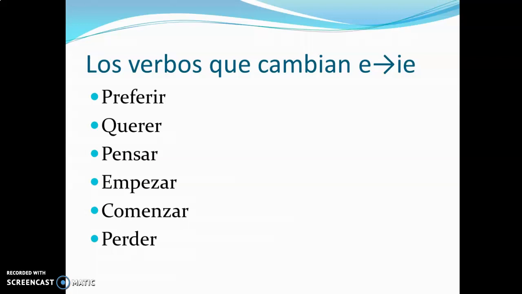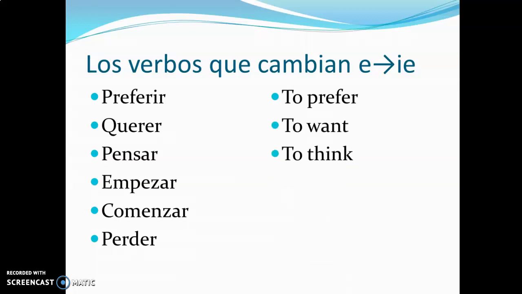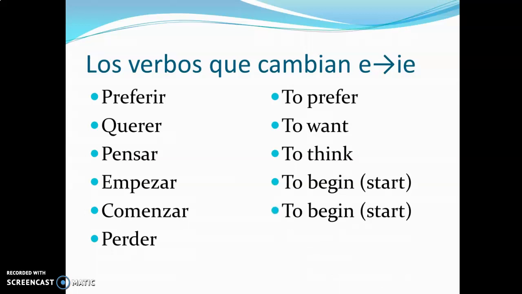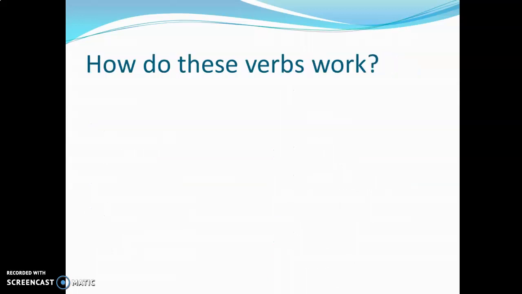So the E before the arrow means that in the infinitive form, these verbs will have an E. But when you conjugate them or change them to fit with a subject, then those E's will change to IEs in some of the forms. So I will show you what that means. But just to go over, preferir is to prefer, querer, to want, pensar, to think, empezar, to begin or start, comenzar, like to commence, is to begin, and perder, to lose.